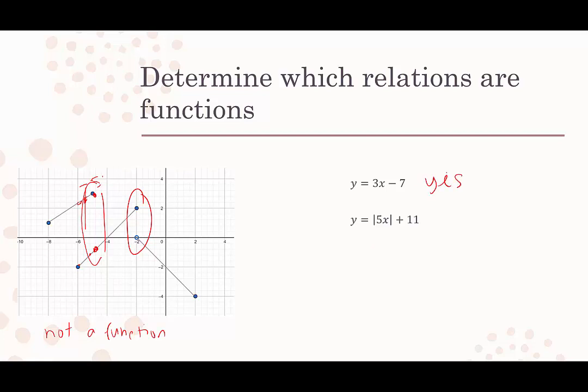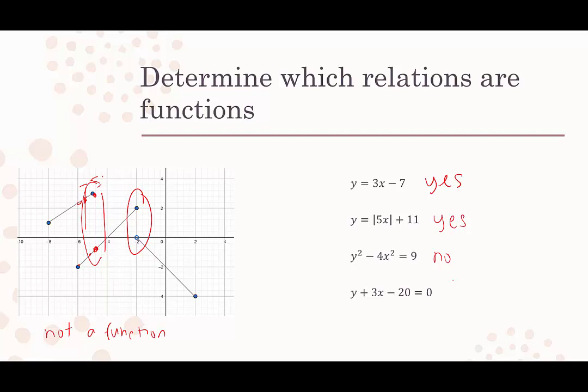y equals the absolute value of 5x plus 11. Again, nothing annoying is necessarily happening to y. In fact, y is by itself. That's a pretty good indication that we are dealing with a function. y squared minus 4x squared equals 9. Something weird is happening to y. y is being squared. That's weird. That generally indicates not a function.